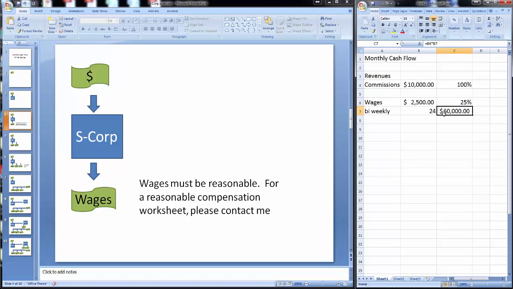So on the tax return, the 1120S for the S corporation, there's a line for officer salary. They just want to see that there's something reasonable in that box. They don't really care when you paid it or the frequency that you paid it.